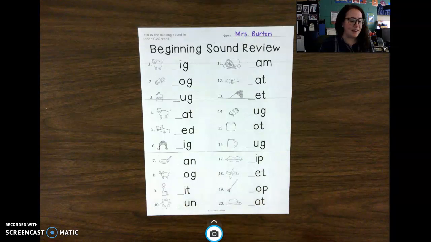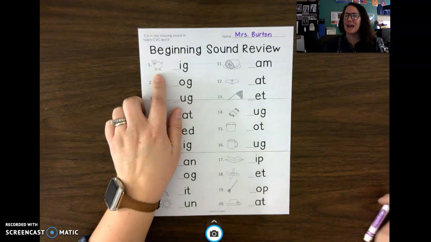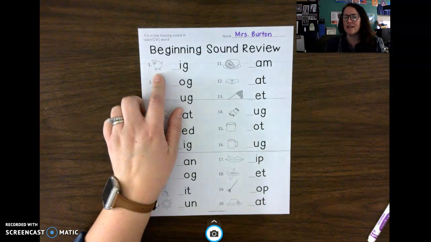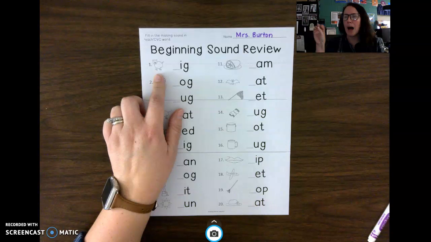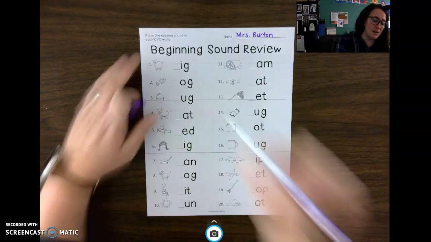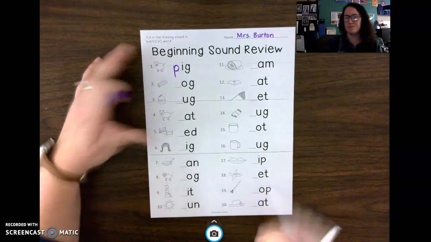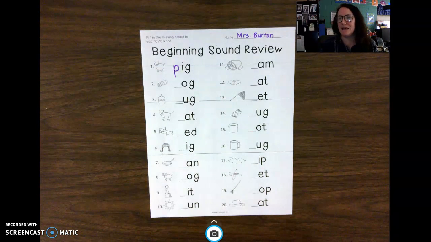All right, let's look at number 1. What is this picture for number 1? It's a pig. Listen carefully. What do you hear at the beginning of pig? What letter goes p? You said P. You're exactly right. We're going to make a lowercase p. We're going to go down, up, and around to finish the word pig.